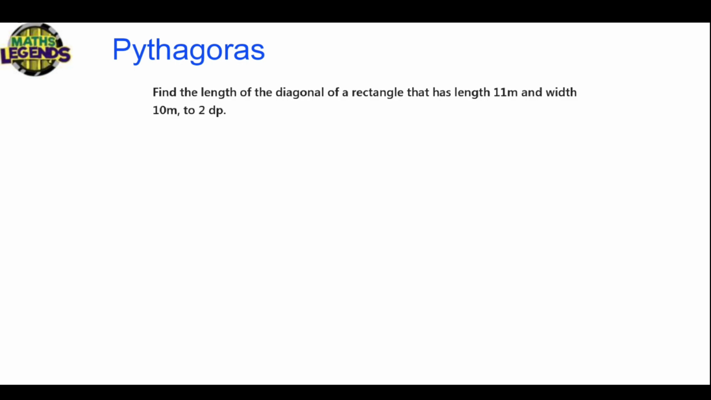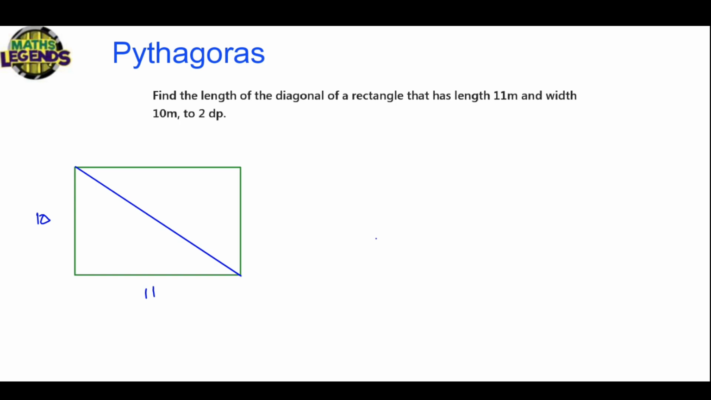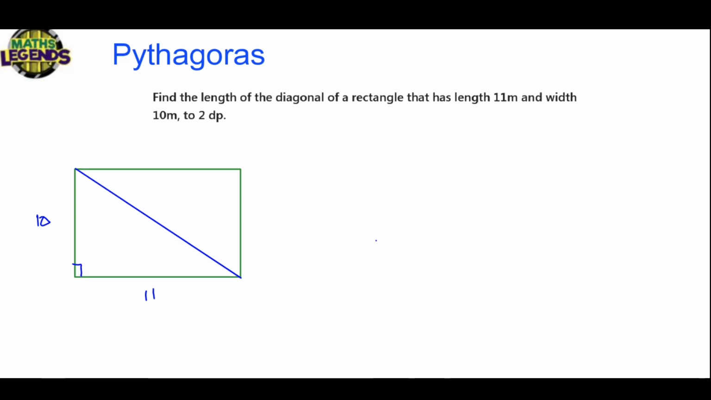So here we're asked, find the length of the diagonal of a rectangle that has length 11 meters and width 10 meters to 2 decimal places. So for these sort of wordy questions, where they're talking about shapes or graphs, etc., it's a good idea to draw a diagram. So let's do that. So here we have a rectangle, and let's add the information we know, 10 and 11, and we're asked to work out the diagonal. So now here we can see that this is effectively a right angle triangle, and we're asked to work out the hypotenuse.